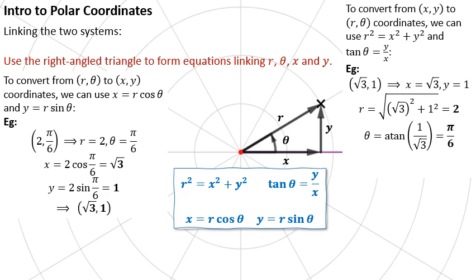Using a quick sketch will help us to verify that inverse tan of y over x gives exactly the right answer and not an answer that is perhaps pi radians off. And therefore, our final answer is going to be 2 for the radius and pi by 6 for the angle.